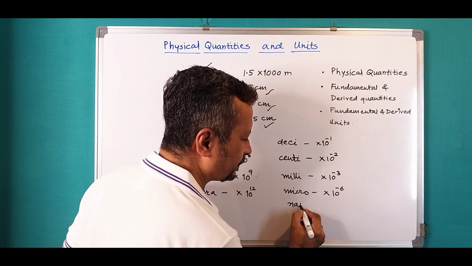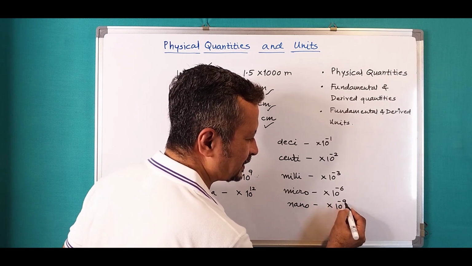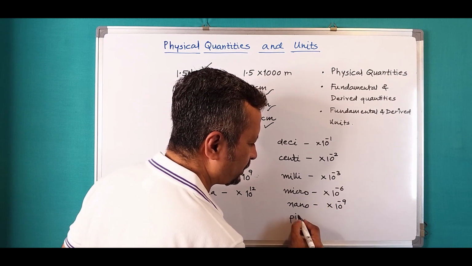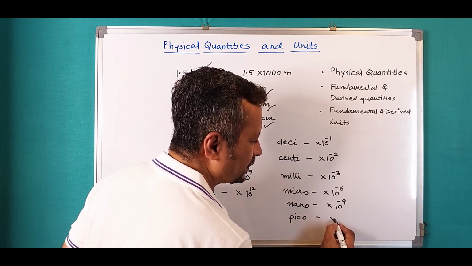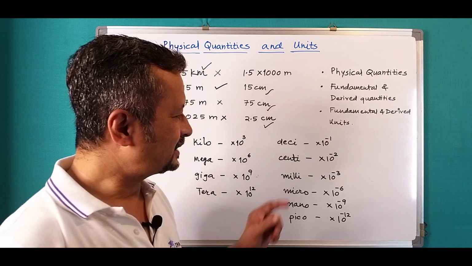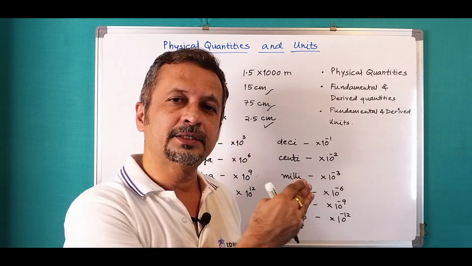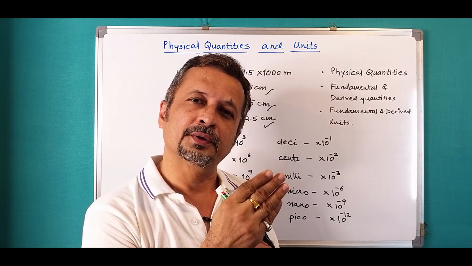Nano, 10 raised to power minus 9. Pico, 10 raised to power minus 12. So these are the prefixes to be added to the basic units.